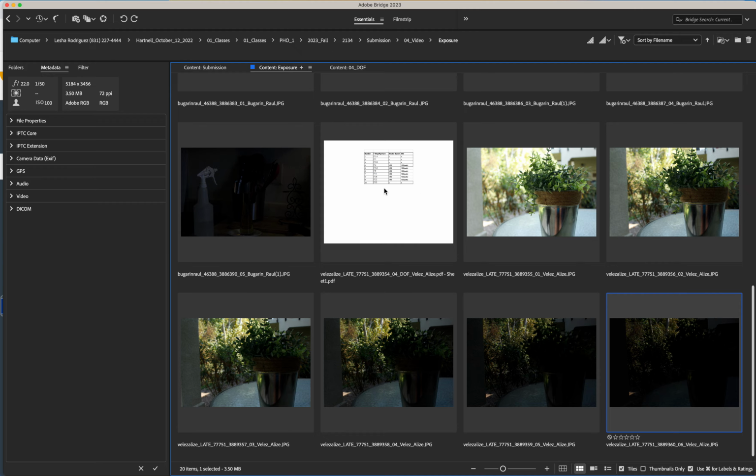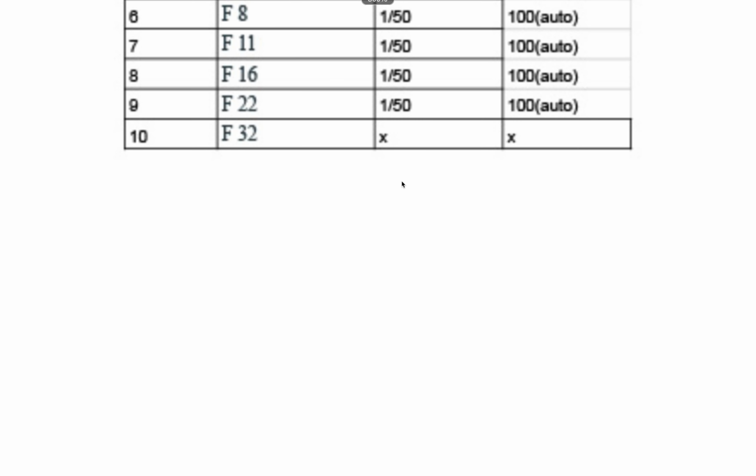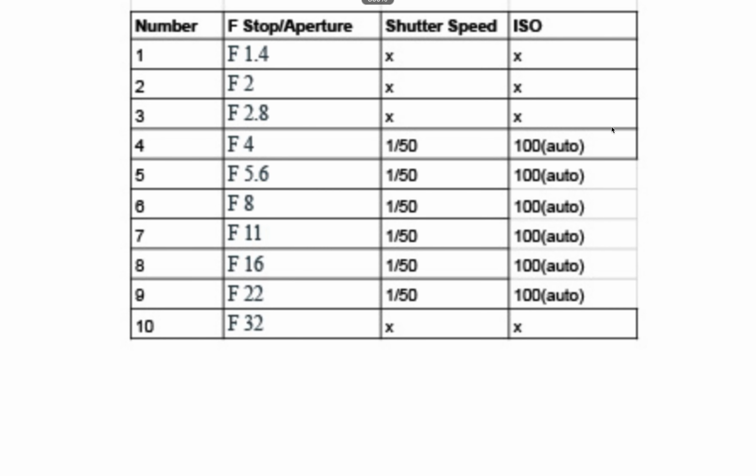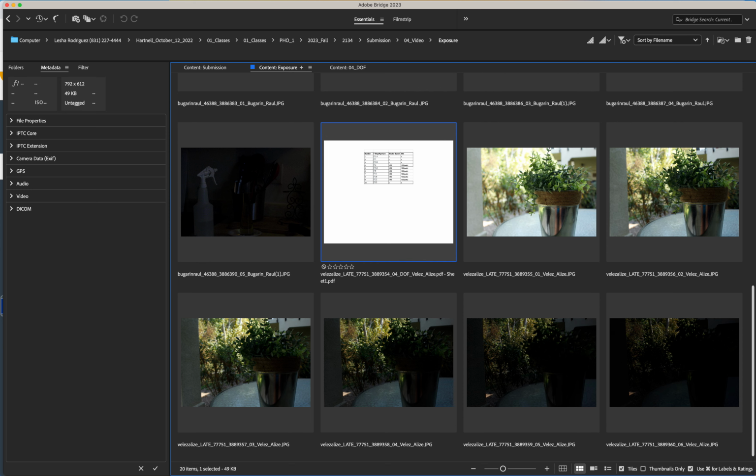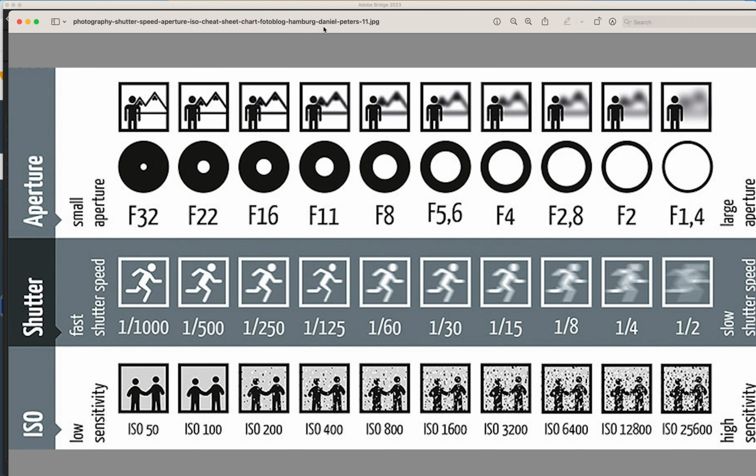One, make sure your camera is set for aperture priority. Two, you have your ISO on auto. This person had it on auto, but look at the shutter speed. It's all at 1/50. And as we know, our aperture is getting smaller and smaller. We need to open the shutter speed for a longer period of time.